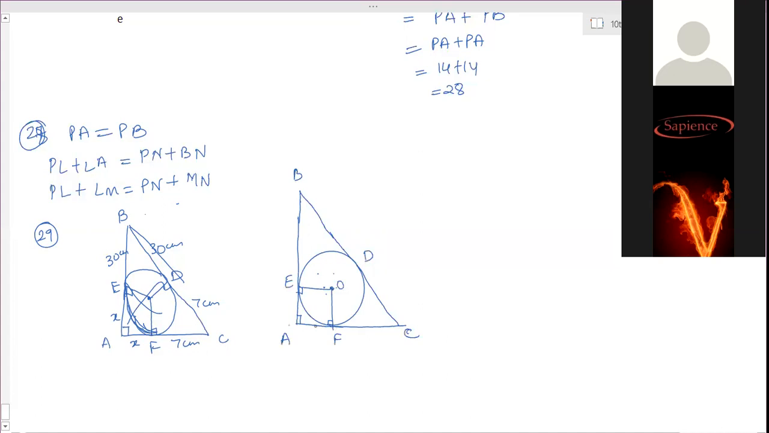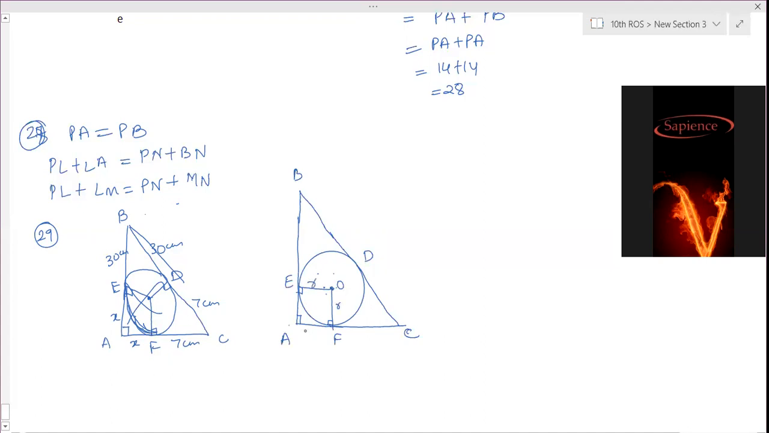That means it is a right angle. Now here AE and AF are equal, so all four sides will be equal. This is also R. So this is a square actually. Therefore this is R. This is 7. This is 30. Now use the area of triangle.